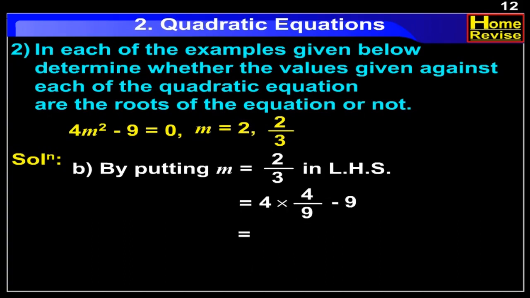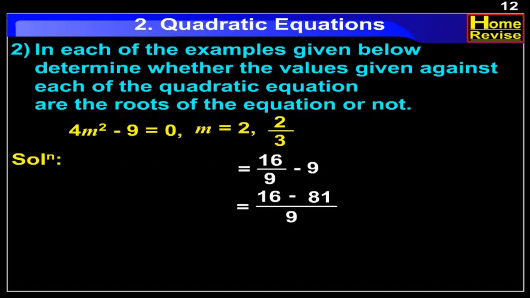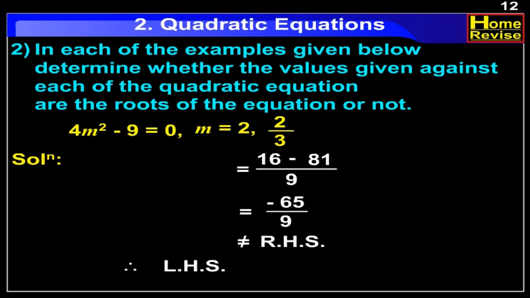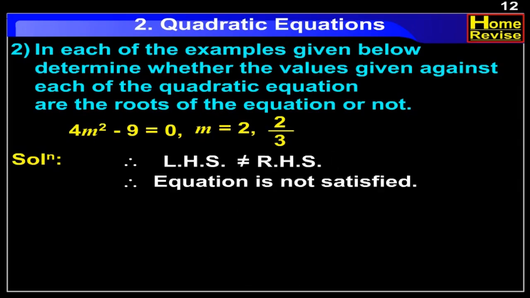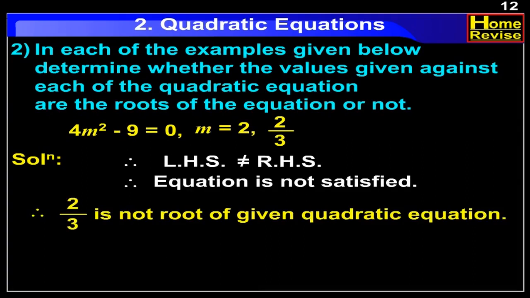Is equal to 4 into 4 upon 9 minus 9, is equal to 16 upon 9 minus 9. After cross multiplication, it is equal to 16 minus 81 upon 9, is equal to minus 65 upon 9, which is not equal to RHS. Therefore, LHS is not equal to RHS. Thus, the equation is not satisfied. Therefore, 2 upon 3 is not the root of the given quadratic equation.